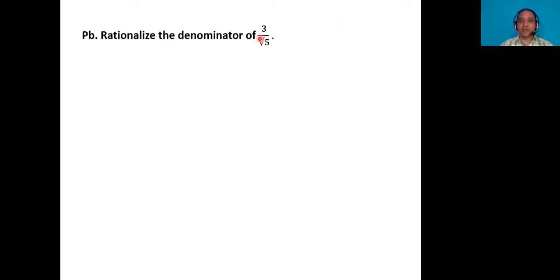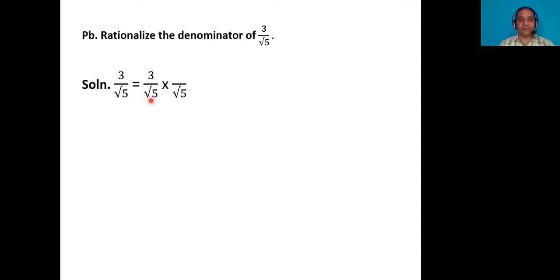Denominator is square root 5. So we have to rationalize square root 5. How will you do that? First of all, we need to know what is the simplest rationalizing factor of square root 5.